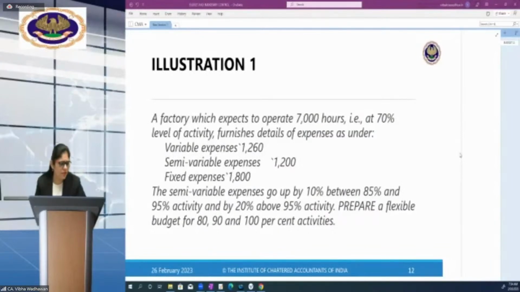Which type of questions can be asked from this chapter? Janish, of course, any type of questions can be asked, theoretical or practical, but yes, you will be asked to make the budget, all right, which we'll be doing now.